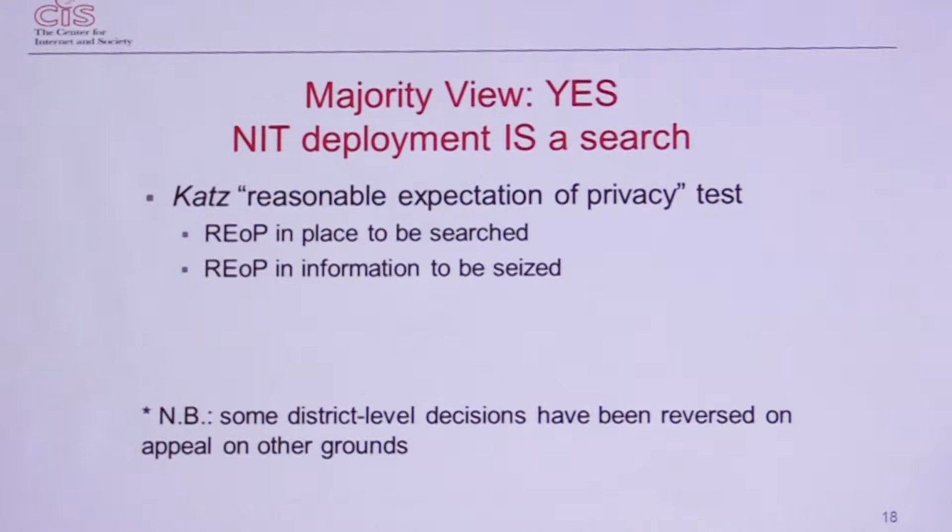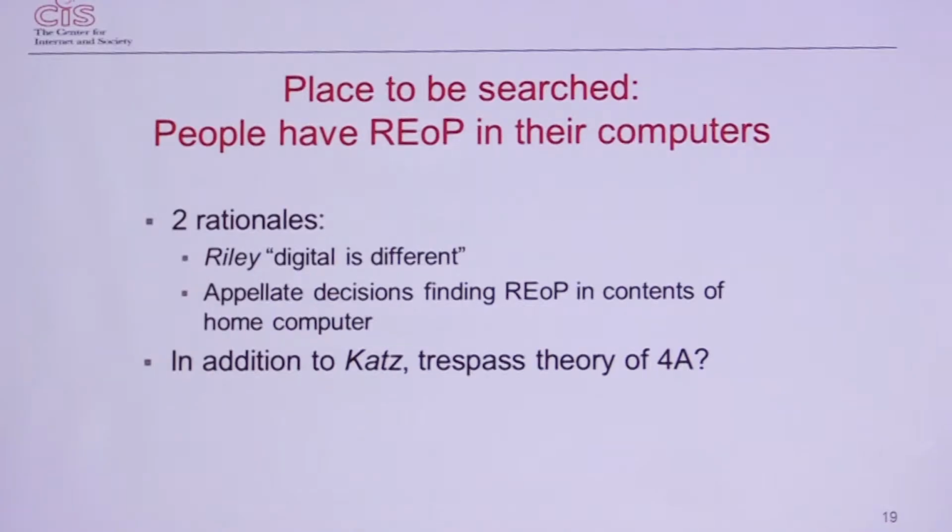And this is typically decided under the Katz reasonable expectation of privacy test, where you're looking both for whether there's a reasonable expectation of privacy in the place to be searched, that's going to be the device, the computer, the laptop, and whether there's a reasonable expectation of privacy in the information to be seized, which is typically going to be identifying information such as an IP address. And you have a reasonable expectation of privacy in your computer, in your cell phone. That's the majority view in these cases.